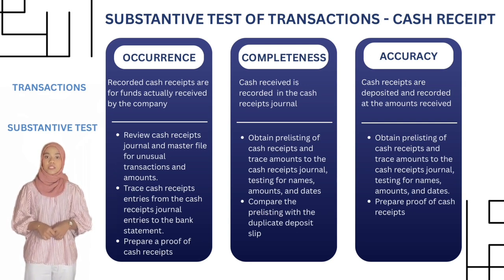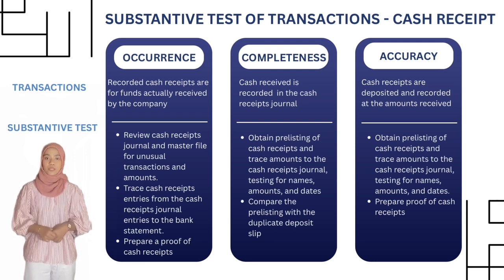The auditor reviews the cash receipt journal and master file for unusual transactions and amounts. They trace entries from the cash receipt journal to the bank statement. A proof of cash receipt is prepared to confirm the existence of the transaction.